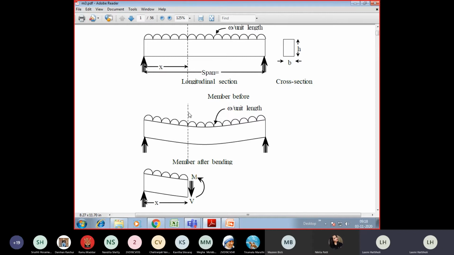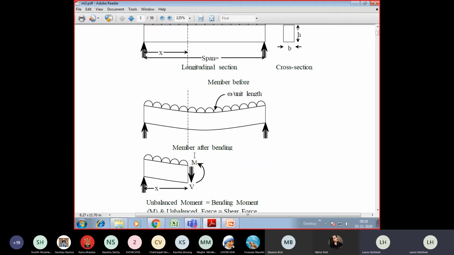Taking the section means you have to cut it. You have to imagine that you have cut the beam and you are observing the half portion of the beam. So I have taken a dotted line here and cut the beam. Now, after cutting the beam, I can see only the left portion, which is clearly visible to you. What I want to check here is what forces have been generated at the cross section. Please observe this carefully.